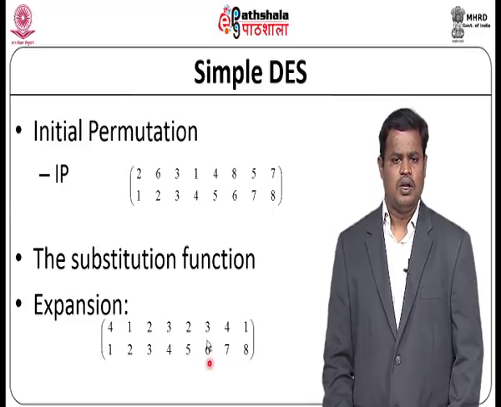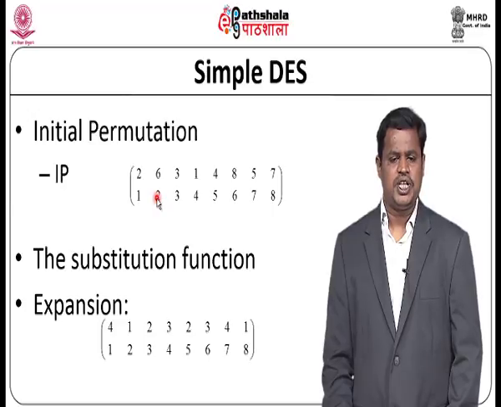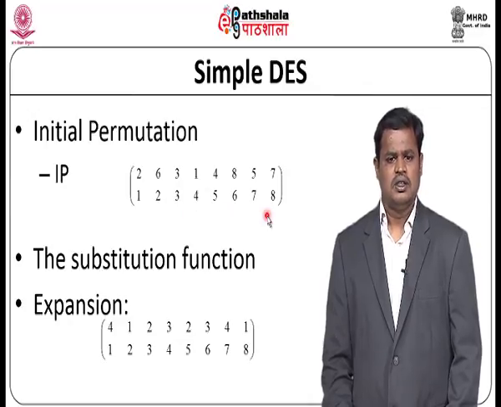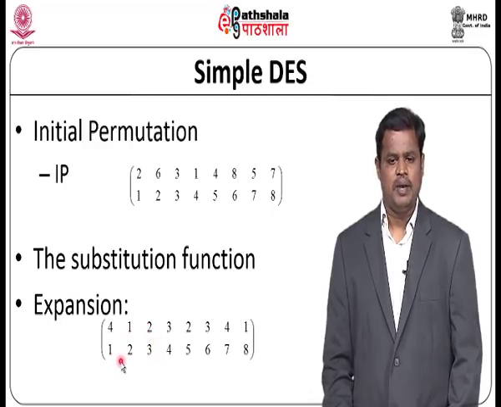So, in the case of the initial permutation I am taking 8 bits, and these 8 bits are rearranged according to the table. But in the case of the expansion, in encryption we are taking 4 bits, and these 4 bits have to be expanded to 8 bits. Above you can see there are 4 bits, but below you can see 1 2 3 4 5 6 7 8, 8 bits. So from the 4 bits we are able to generate the 8 bits.